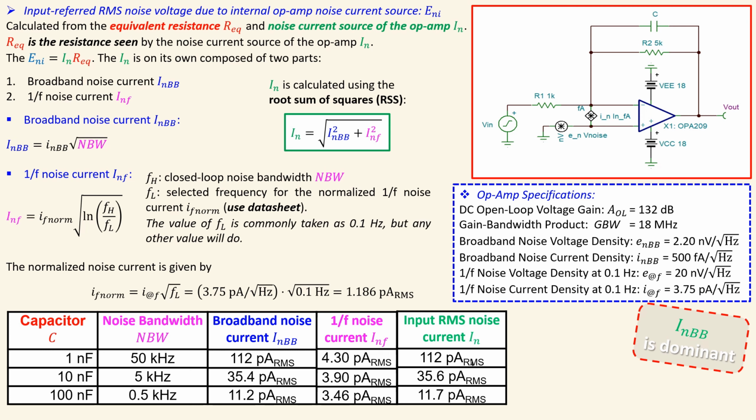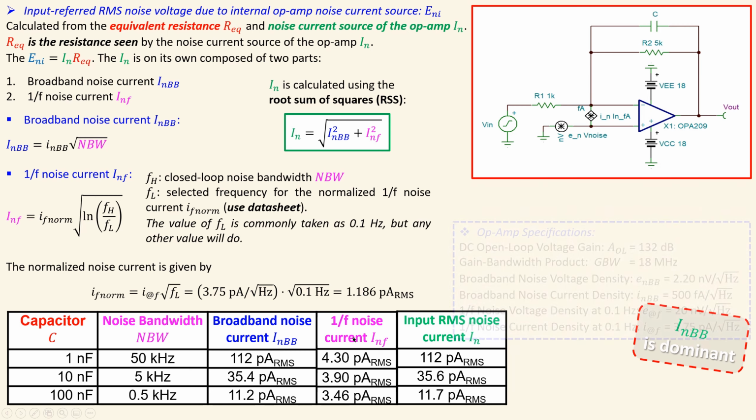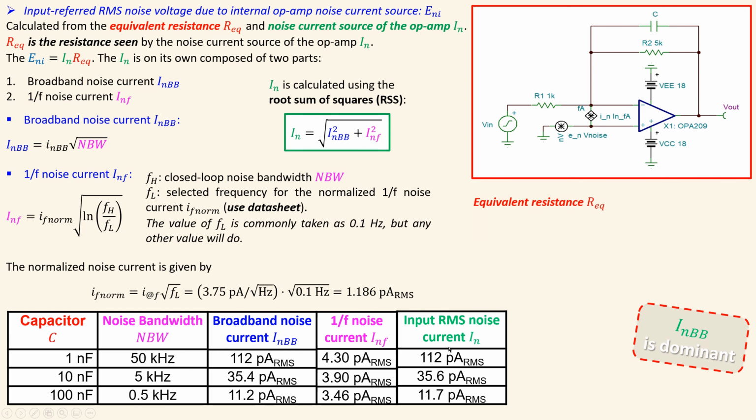We have actually already mentioned this during the discussion of the datasheet. The 1/f noise region for this op-amp is very small compared to the broadband region, so that's actually why we have a very small contribution here by the 1/f noise current, and also was it for the 1/f noise voltage. Now, of course, we want to have the value at the input as the input referred RMS noise voltage, not the noise current. So we need to do another additional step.